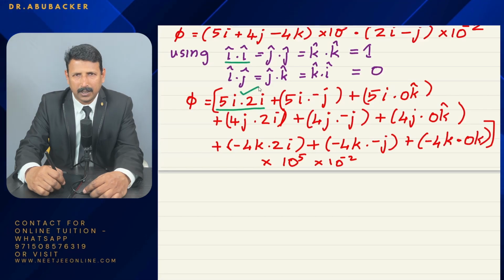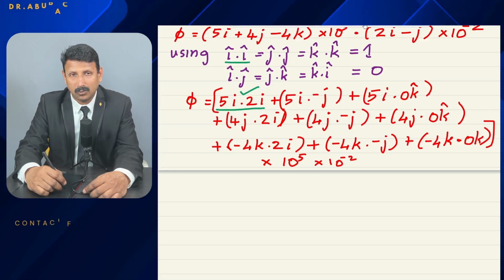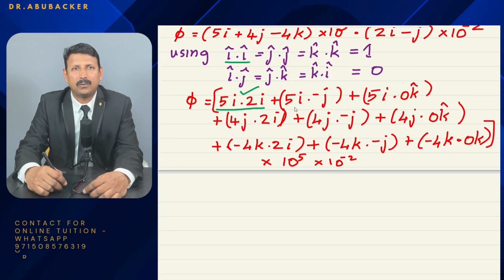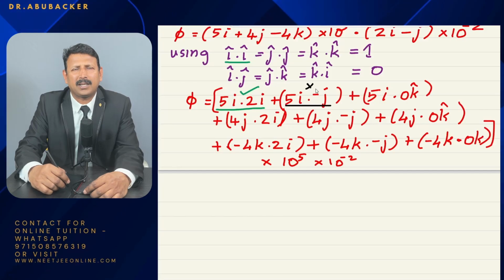Why am I keeping a unit vector in square brackets? Because along with E there was a 10 raised to 5, and along with ds there was a 10 raised to minus 2. We will apply the exponent rule, no tension.